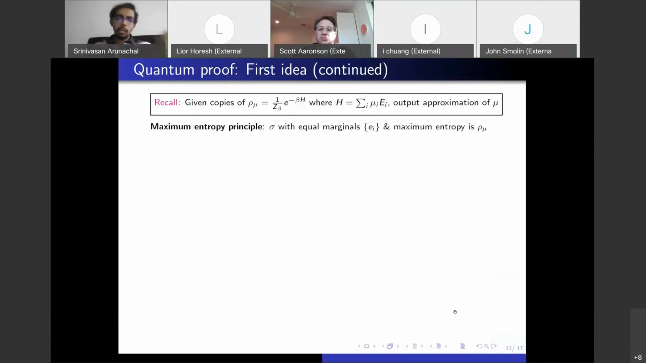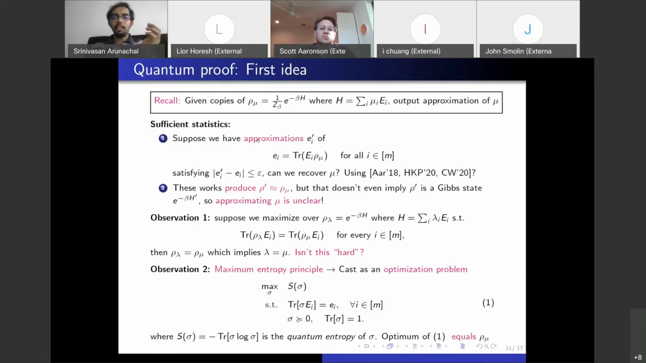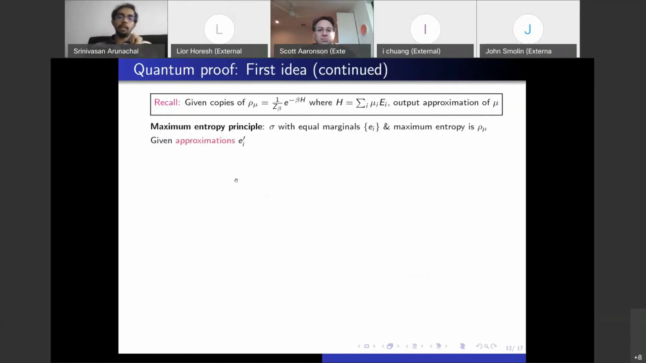Right, so on the previous slide, what we saw is this maximum entropy principle that says if I maximize over all states sigma that have matching marginals with rho mu, and sigma has maximum entropy among all such states, then it equals the Gibbs state that I care about. But unfortunately, if you recall, we didn't have EIs explicitly. We had only additive approximation EIs. In the lab, you can't expect to produce exact expectation values. You only are going to get additive approximations. So little EI was this quantity, and we only have additive approximations, little EI prime, that are epsilon close to little EI.